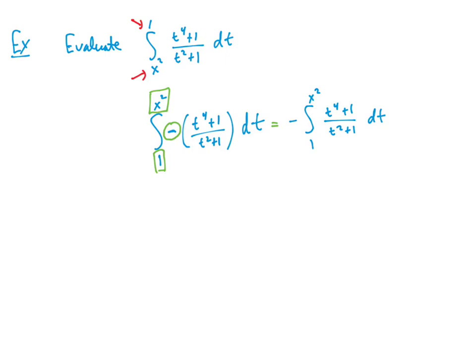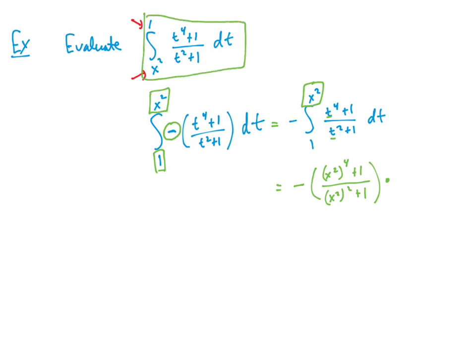Okay, and now to evaluate this, we're going to say negative of, so I'm going to input this function in for wherever we have the t. So this will be x squared raised to the fourth plus 1 divided by x squared squared plus 1. And what we need to do here is, because of x squared, we need to apply the chain rule here. So we're taking the derivative of this entire expression. In a sense, we're undoing that integral, so that means we're taking the derivative.